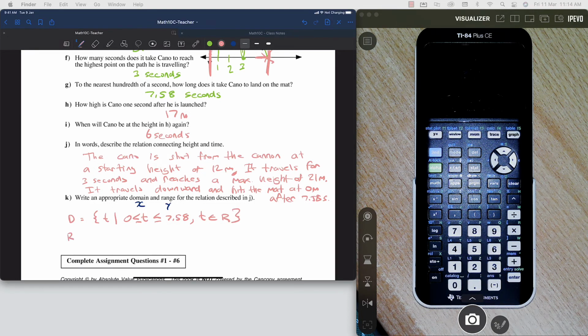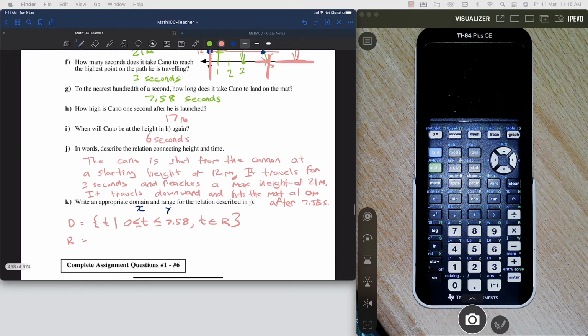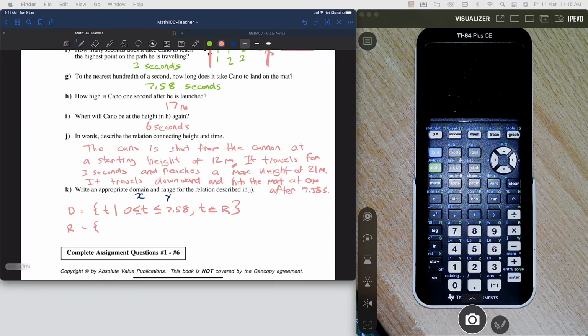And the range, let's take a look at the range. Well, where is the range going to be starting out at? It goes all the way down to 0 right here, and it goes all the way up to 21. So it's anywhere in between and including that as well. So the range is h such that h is greater than or equal to 0 and less than or equal to 21, and h is a subset of all real numbers. There we go. There's those two very typical questions.